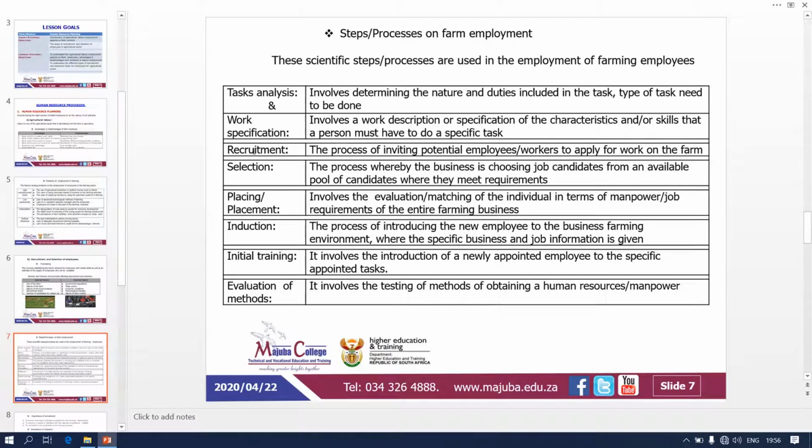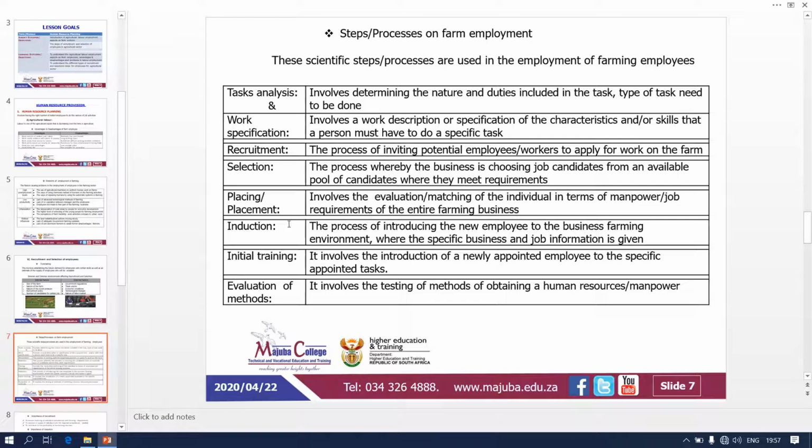Then you start with recruiting, which is the process of inviting potential employees to come to a farm. Then you do selection, which is the process of choosing a job candidate available in the pool. Now, that is number 2. That's why it says recruitment and selection, because everything is happening here. This is the master of everything. Then after that, you take that particular individual and place that individual, matching what is required. Yes, it is okay. Then you can take it for employment.